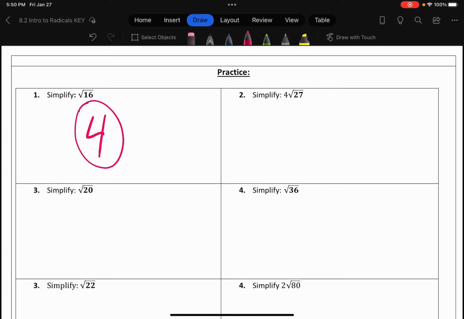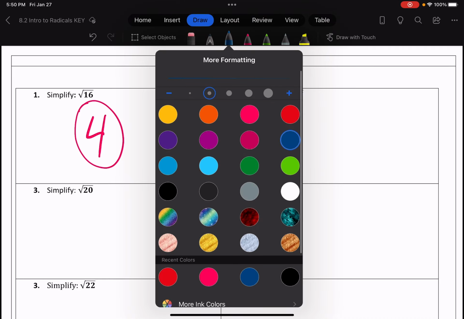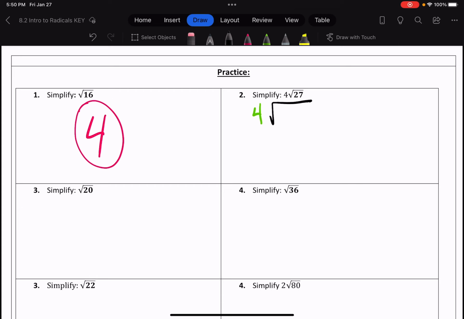Number 2 says 4 times the square root of 27. So I have a coefficient of 4, and underneath my radical I've got the radicand of 27. While 27 is not a perfect square, I know that the perfect squares below 27 are 1, 4, 9, 16, and 25. And I know that 9 is a factor of 27. That means that something times 9 will equal 27. And looking at my multiplication factors, I know 9 times 3 will yield 27.